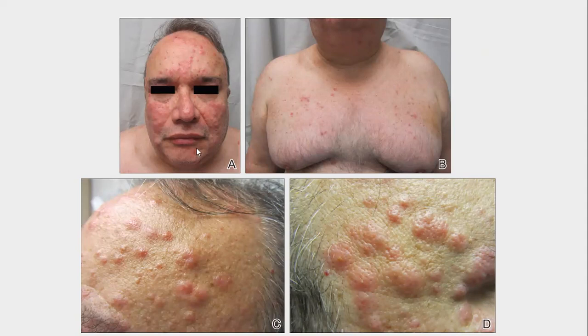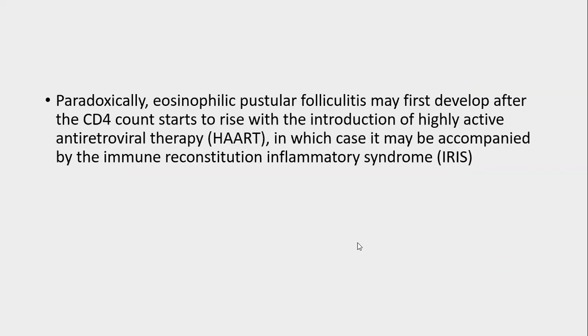You can see in these pictures there are multiple follicular papules, but they are not arranged in annular fashion. There's no crusting, no necrosis. This is quite an itchy condition. Paradoxically, eosinophilic pustular folliculitis may first develop after the CD4 counts start to rise with introduction of highly active antiretroviral therapy, in which case it is accompanied by immune reconstitution inflammatory syndrome, which is also known as IRIS.